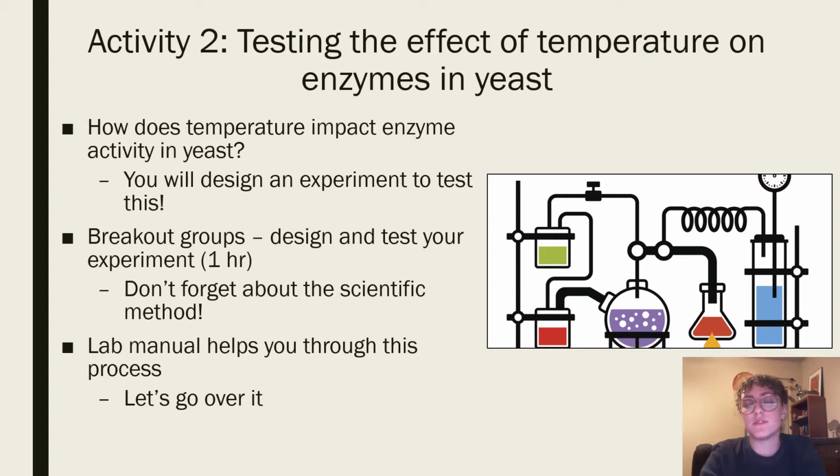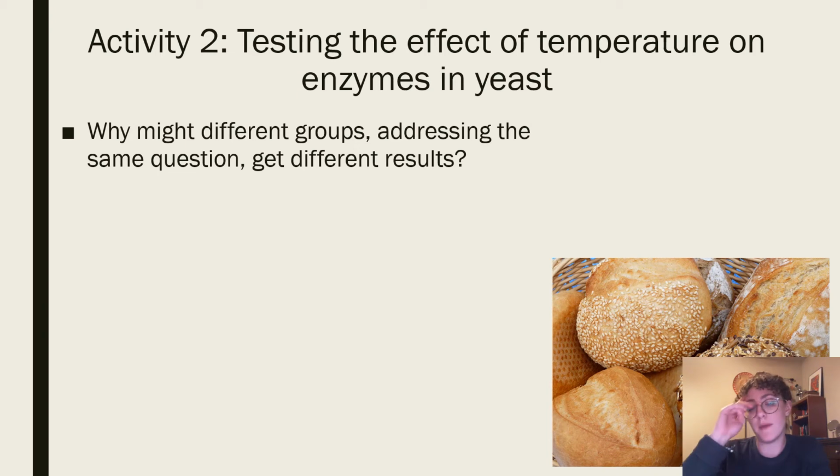What were some sources of error in your experiment or confounding variables that you can think of that might skew this data? So that's for the end of activity 2 for your experiment. That's some of the stuff that you should be going over. And then in class, we talked about why different groups addressing the same question might get different results. So this goes along with your sources of error, your confounding variables. So make sure you think about this and you talk about this in your lab notebook.